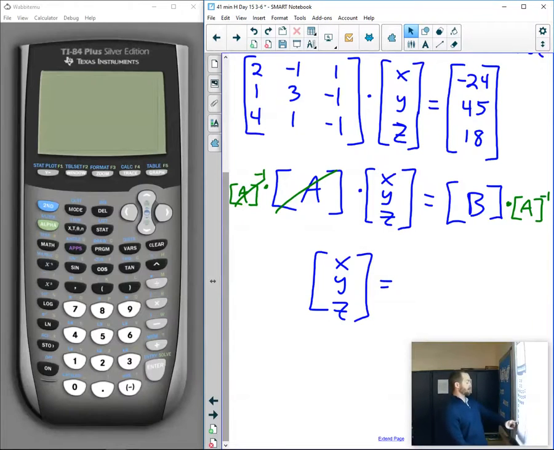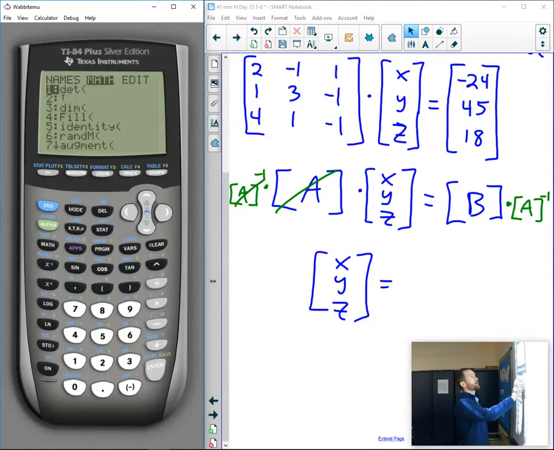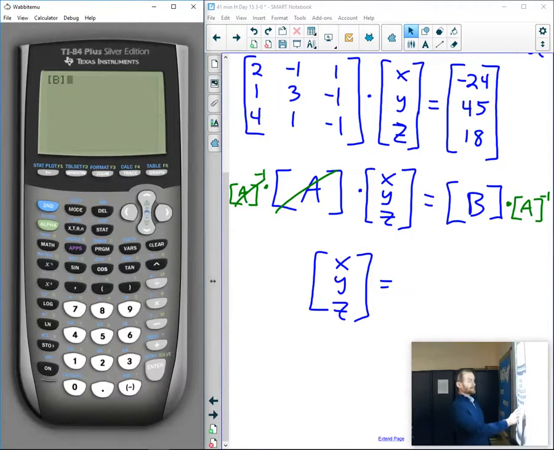So I'm going to hit on to turn it back on. Now, to get to our matrices, we have to go back to the matrix menu, so second matrix. And the way we have it written, it's matrix B times the inverse of matrix A. So I'm not going to go over to edit this time. I'm going to go right where it says names, and I'm going to go down. First we have B, go down to B and hit enter. Now I'm going to hit times, second matrix, A, already on A, and then I hit the inverse button, which conveniently is the same thing as the matrix button. We just don't hit second.